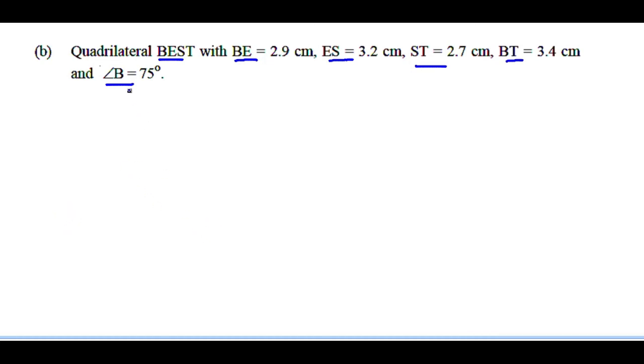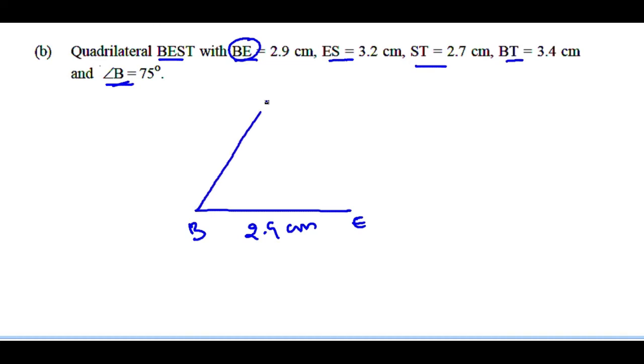For the given angle B, should we take B to E as the base or B to T as the base? I'm going to take B to E as the base. That B to E is equal to 2.9 centimeters. Next, construct the angle B of 75 degrees like this, and mark the 75 degrees. B to T is 3.4 centimeters, so you can draw an arc here to get the point T with 3.4 centimeters.